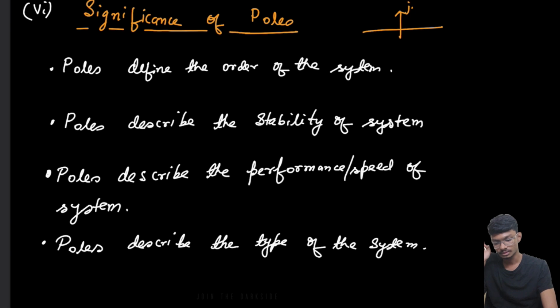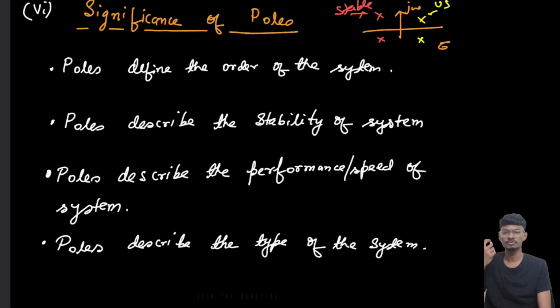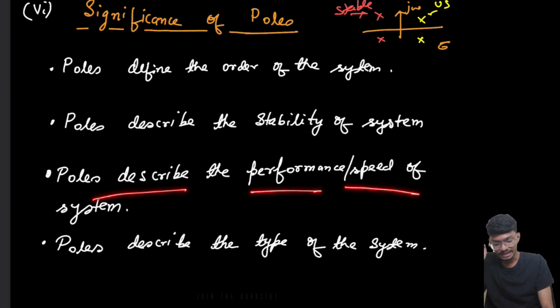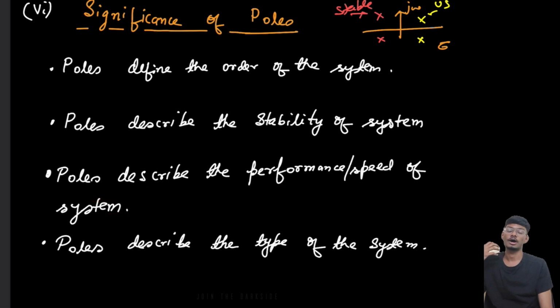What do we mean by right half plane and left half plane? Basically this is the j omega axis, and this is the sigma axis. If poles lie somewhere around here, the system is unstable. If a pole lies somewhere around here, then the system is stable. I hope you have studied control systems enough to revise this. I'm just revising a bit of things for you. Now, one more thing: poles describe the performance and speed of the system, like how fast the system reacts.